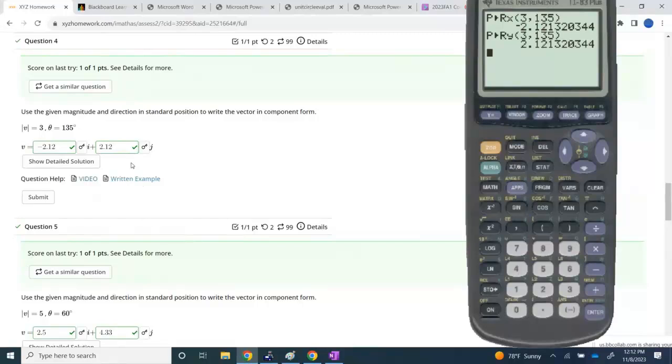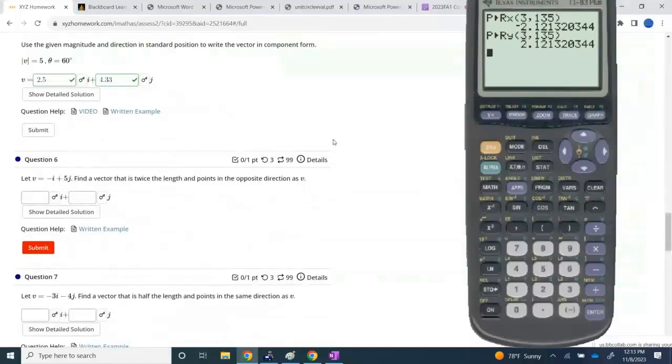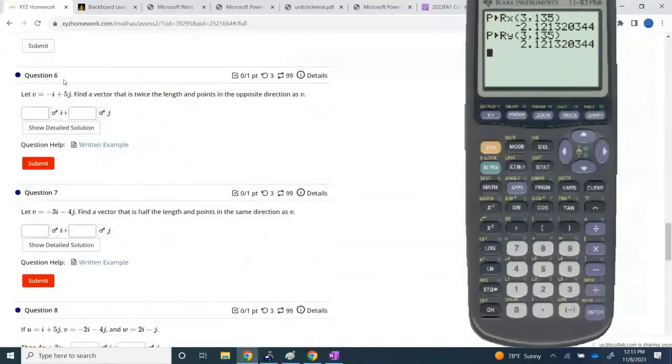All right, so the question's about 4 and 5. The horizontal and vertical components are the same as using that 7th and 8th function. Okay, problem number 6 says let v equal negative i plus 5j. Find a vector that is twice the length and in the opposite direction. So what I want to do here is take this vector and multiply it by negative 2. I'm multiplying it by 2 because it's going to give me a vector twice as big, and since it's in the opposite direction, I want to multiply by a negative.